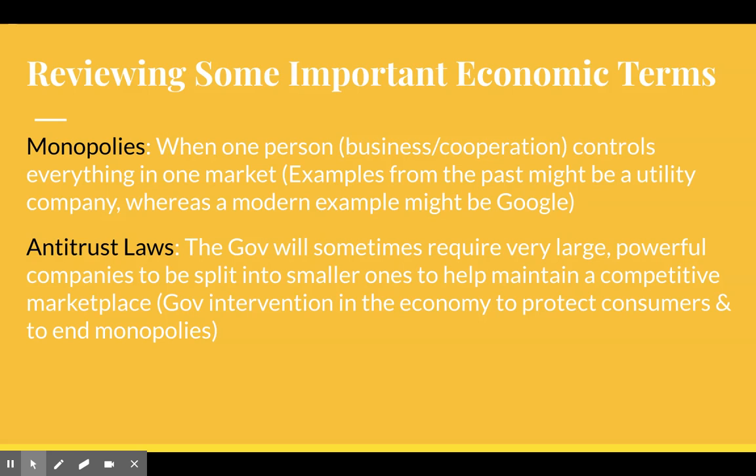So sometimes governments will step in and sue companies like Google. They'll create these antitrust laws. The government will sometimes require very large, powerful companies to be split into smaller ones to help maintain a competitive marketplace. And the government intervention in the economy is to protect the consumers and end the monopoly. It's really to protect the consumers. So there's been some talk about maybe Google's getting too big, maybe Google's acquired too much, or maybe Facebook's not fair. Facebook is preventing another Facebook from being created because they control so much of the marketplace, right?